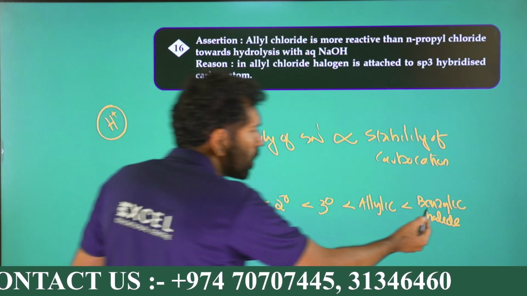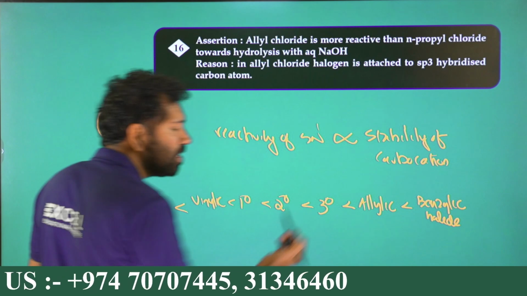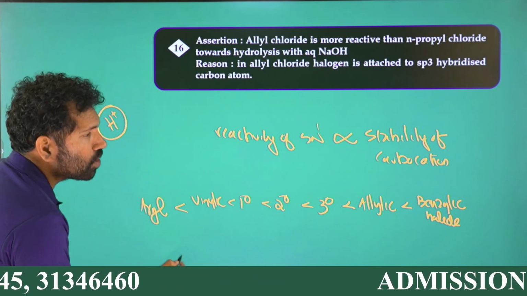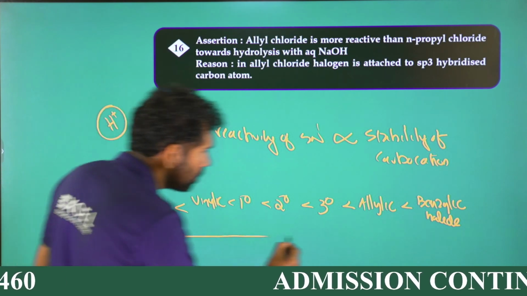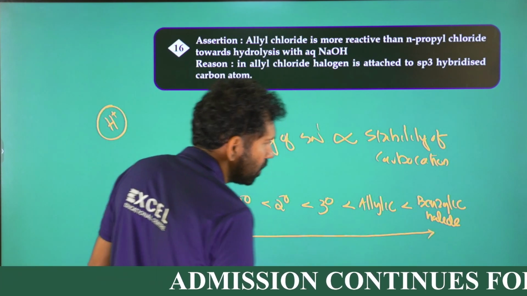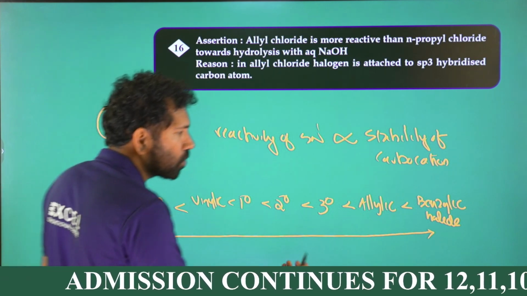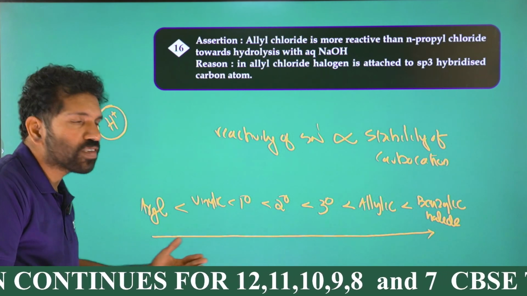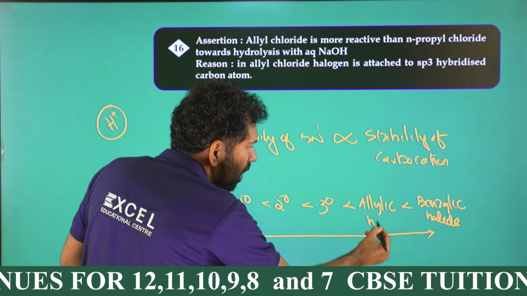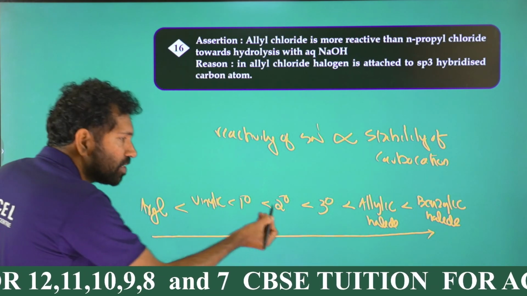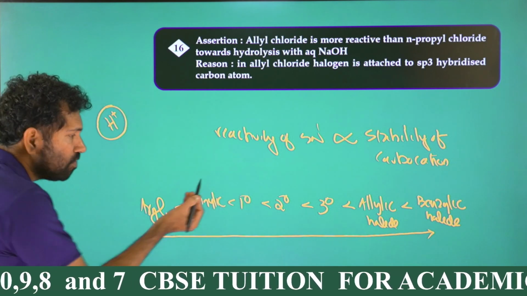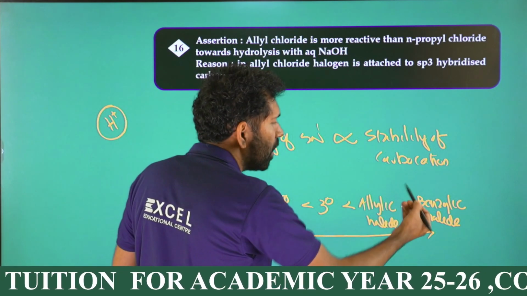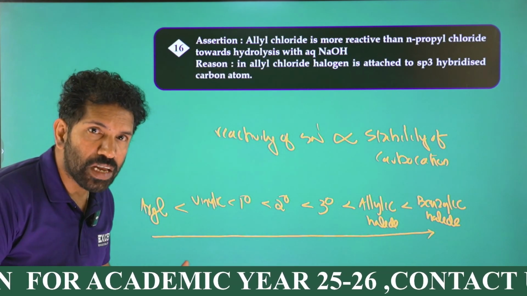So benzylic carbocation is more stable than allylic, and allylic is more stable than tertiary, secondary, primary, vinylic, aryl. This is the order of stability of carbocation, and this is also the order of reactivity of halogen compounds towards SN1. For halogen compounds: allylic halide, then tertiary, secondary, primary, vinylic, then aryl. Allylic and benzylic halides are stabilized by resonance.